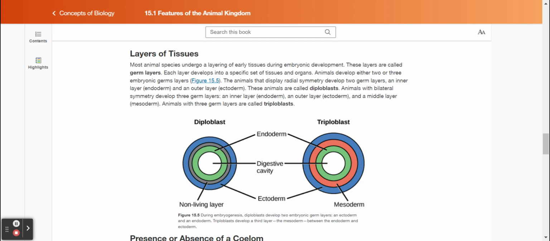The animals that display radial symmetry develop 2 germ layers: an inner layer, the endoderm, and an outer layer, the ectoderm. These animals are called diploblasts. Animals with bilateral symmetry develop 3 germ layers: an inner layer, the endoderm, the outer layer, the ectoderm, and a middle layer, the mesoderm. Animals with 3 germ layers are called triploblasts.